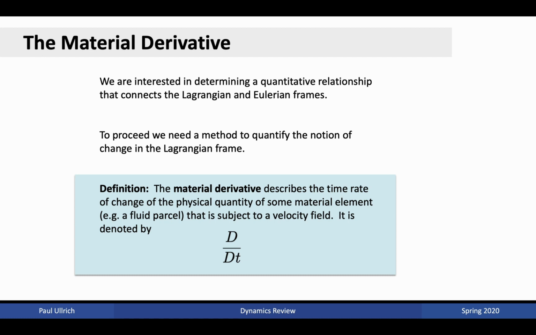It is denoted usually by this capital D notation, that is capital D over capital Dt. Quantities, then, that are subject to the material derivative are written, for instance, as capital Dq over capital Dt. A quantity that is conserved has zero material derivative following a fluid parcel.